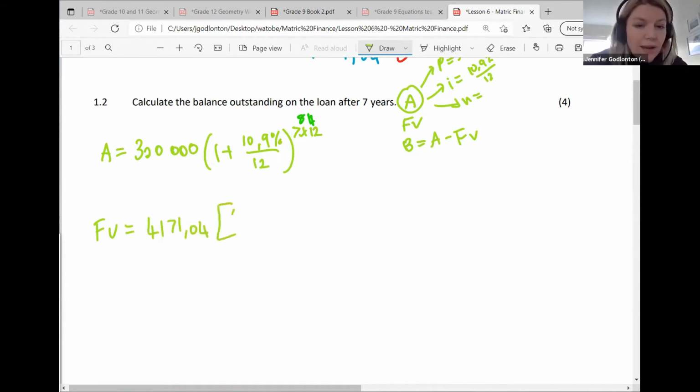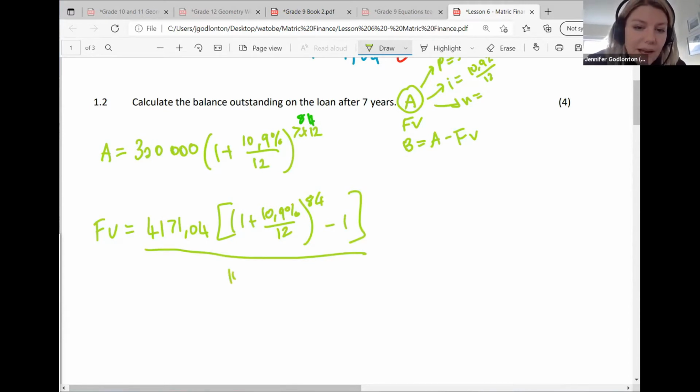And then we have 1 plus our interest rate, compounded monthly, to the same N value, so to the power of 84, minus 1, close brackets, all over our interest rate of 10.9% over 12. Okay, so those would be our two big things. And we could work those out on our calculator. I'll put those values in now. And then our balance is going to be our A minus our FV.